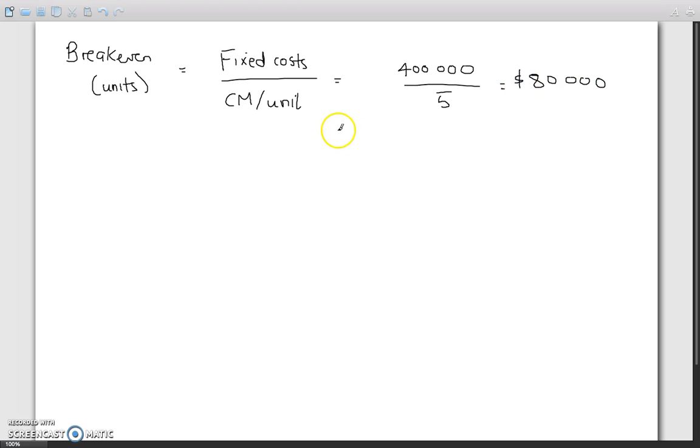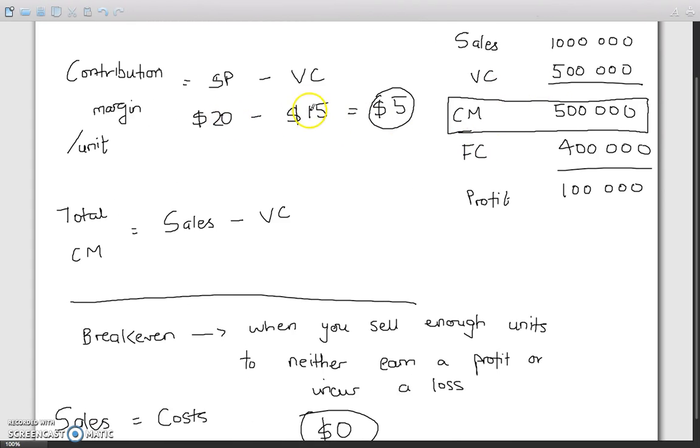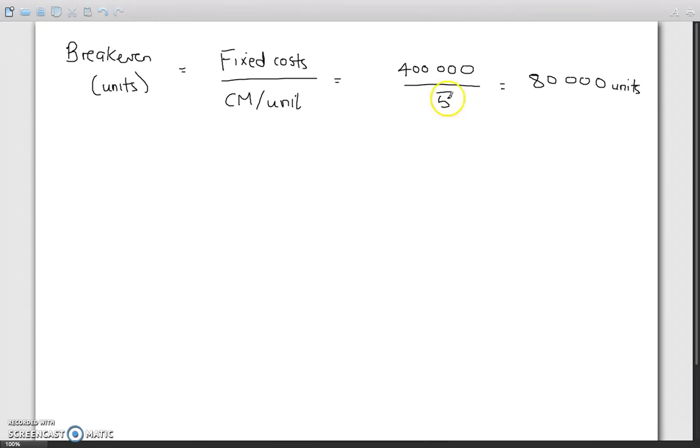All right, so 80,000 would be, sorry, 8,000 units, my bad. This is 80,000 units. So you would have to sell 80,000 units with selling price as 20 and variable cost is 15 to arrive at break even. Basically, you sell 80,000 units just to make $0 of profit, right? And another way that you can present break even is break even in sales or dollars, all right?